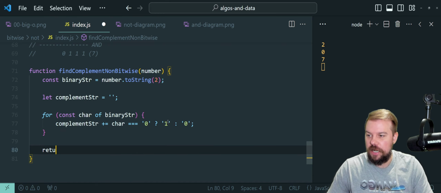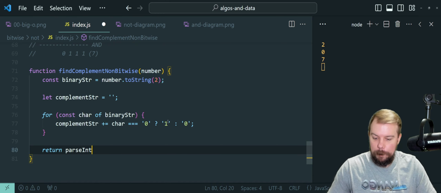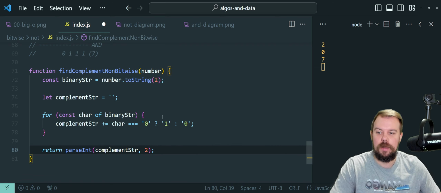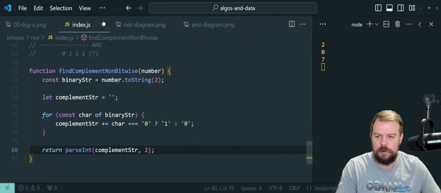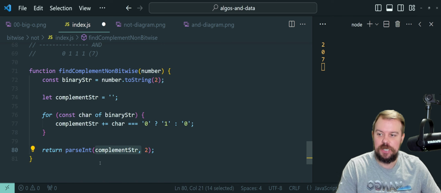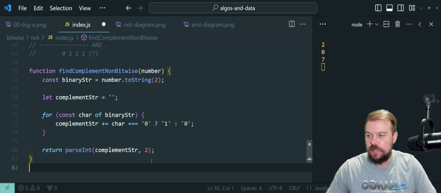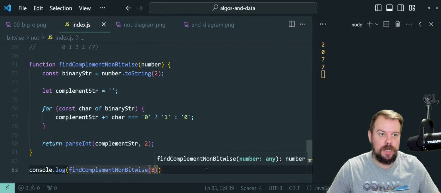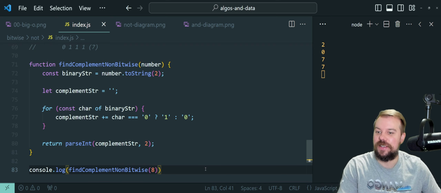Then after that, all we need to do is return our number parsed back into an integer from our complement string, which is inputted as base 2, right? Or a radix, whatever this argument was. Radix, whatever it is, yeah. So that's the base number of our string. So our string is in base 2. We're going to parse it into an integer. So if I console log findComplementNonBitwise of 8, please output 7. It got 7, and there it is right there.